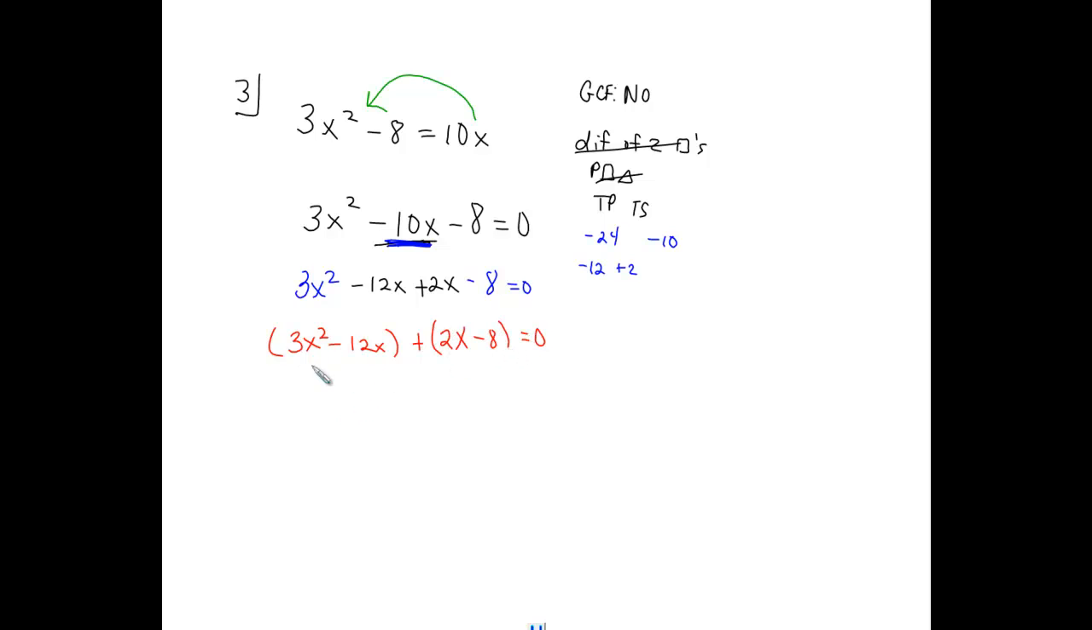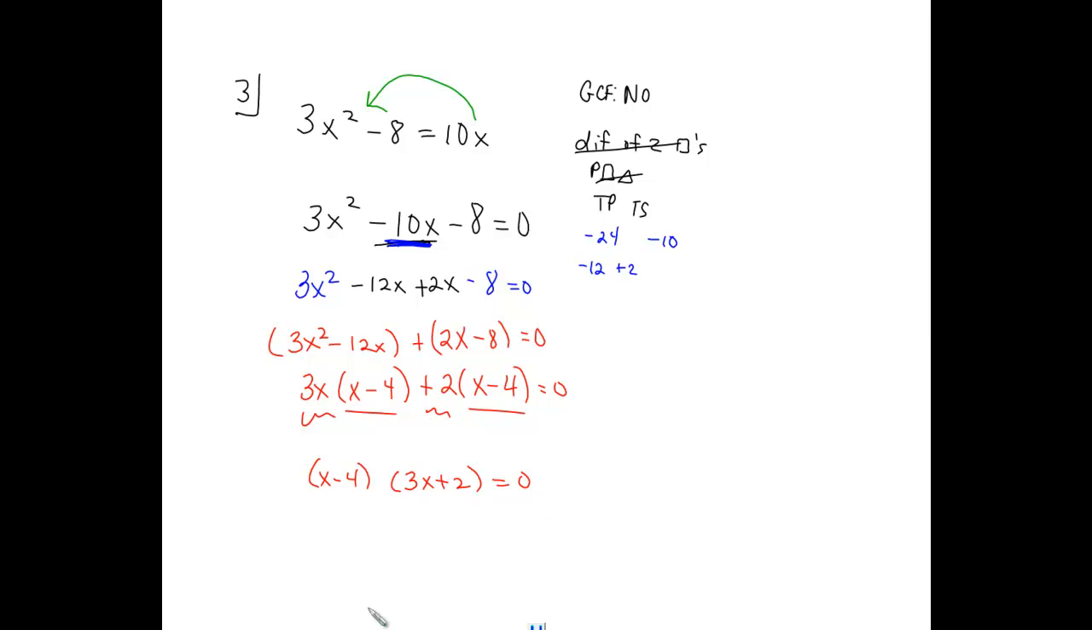In the first group, I could pull out a 3x, and that leaves me with x minus 4. In the second group, I could pull out a positive 2, and that leaves me with x minus 4. So both of these terms have an x minus 4 in common. What's left over is a 3x plus 2.